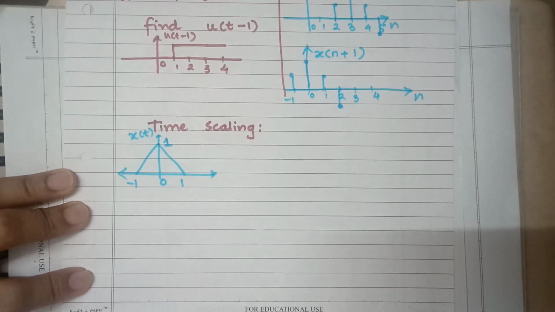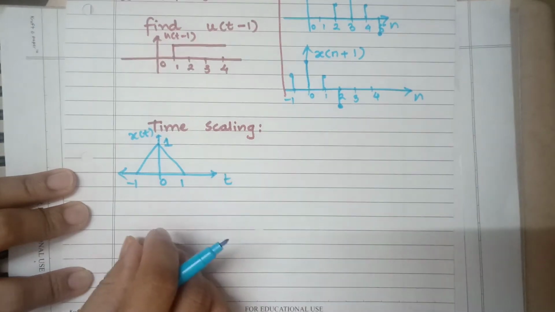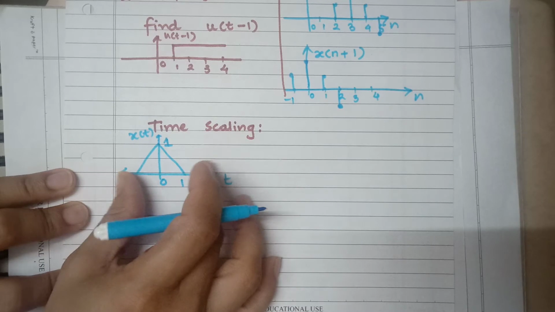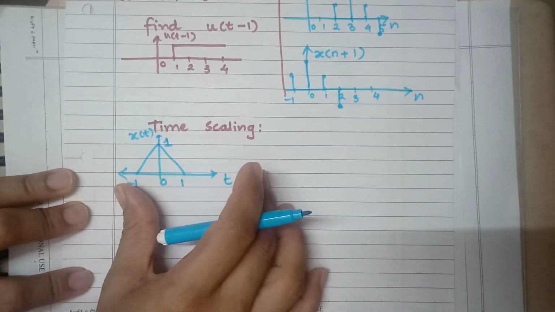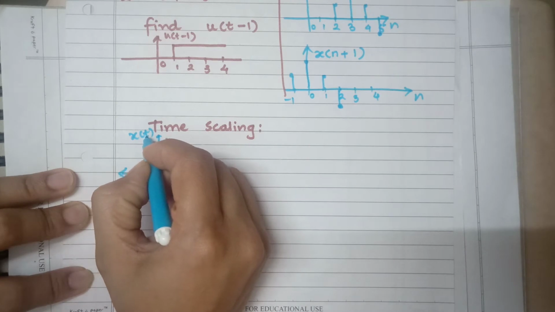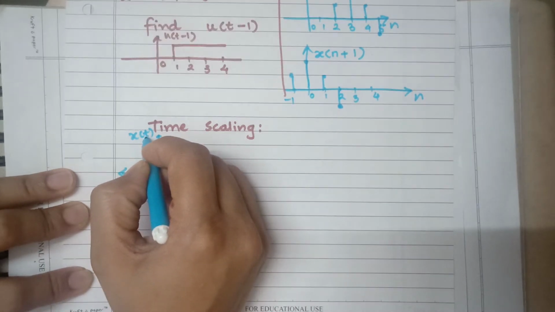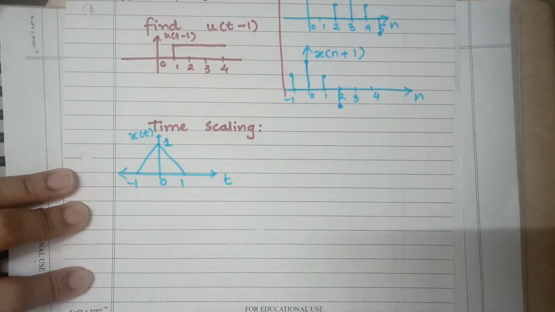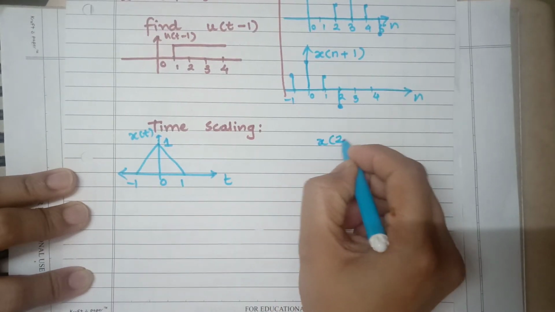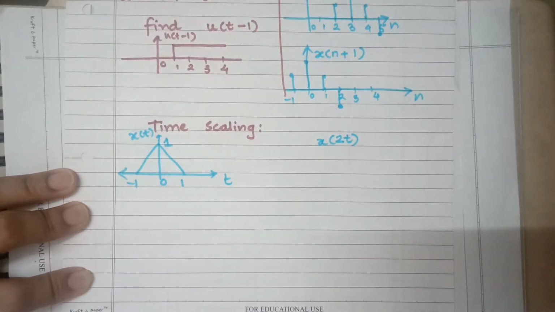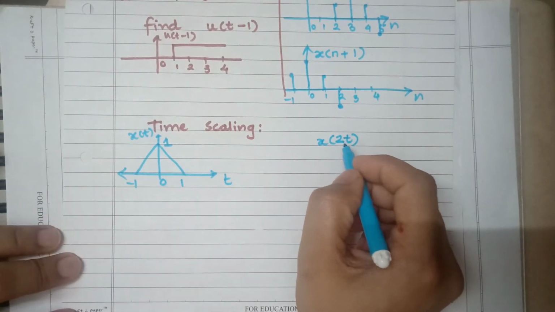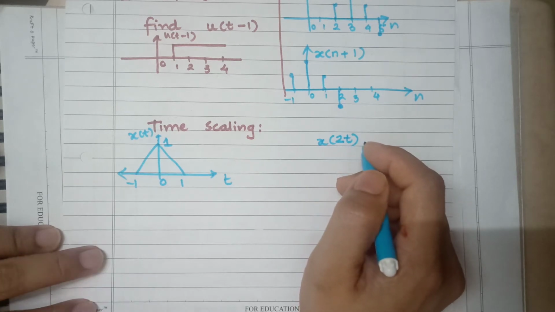So, scaling first. Learn what scaling is. Scaling in time means the signal will compress or the signal will expand. So the operation is done on t, multiplication or division on t. So we will first find x of 2t. Now for x of 2t, when t is multiplied by an integer like this, 2t, the signal compresses.